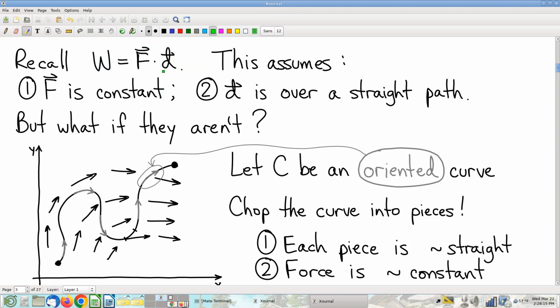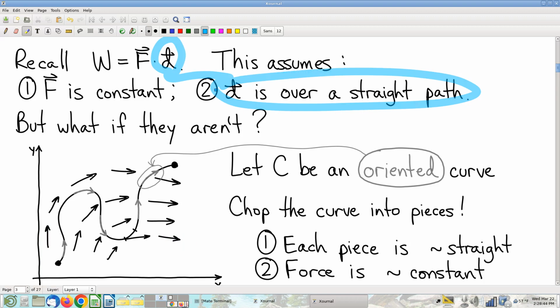Okay, but this formula, even though it's better than the high school formula, is still a little narrow. This assumes that my force is a constant. It won't always be, right? Look at these vectors here representing forces. They could be wildly not constant. So if your force isn't a constant, well, then you can't use that formula. What about the displacement? This formula assumes that our displacement is over a straight line path between 2 points. It won't always be, right?